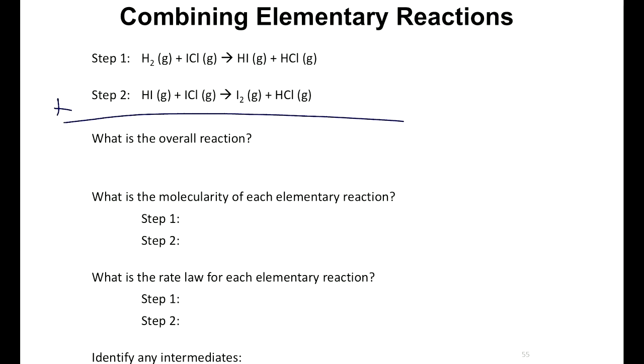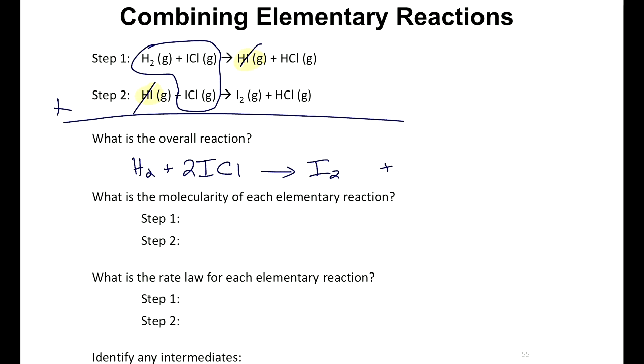Does anything cancel when we add up these 2 steps? HI, yeah, so HI cancels. Does anything else cancel? No. So basically we have these 3 substances as our reactants. So H2 plus 2 ICl gives us, remember that HI cancels, looks like we have I2 and 2 HCl. So that is our overall reaction.